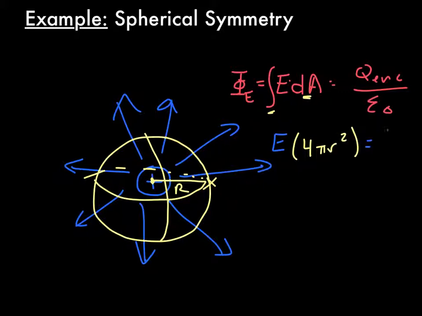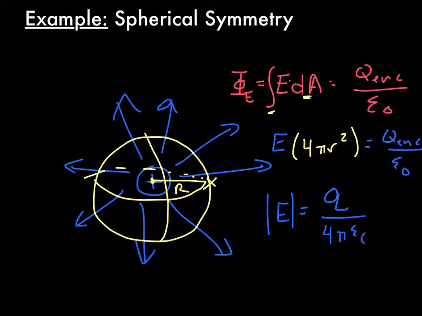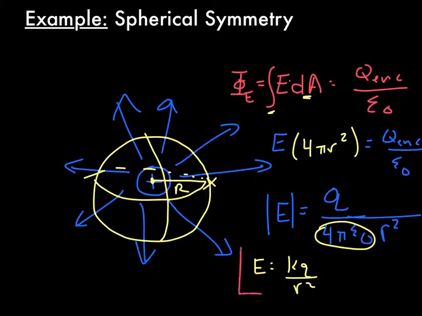And this is going to equal Q enclosed over epsilon naught. So if you solve for E, by the way, this only solves for the magnitude. You have to apply the direction yourself. So E equals Q over 4 pi epsilon naught r squared. And if you remember 1 over 4 pi epsilon naught, this says that E equals kQ over r squared, which is exactly what we got before.